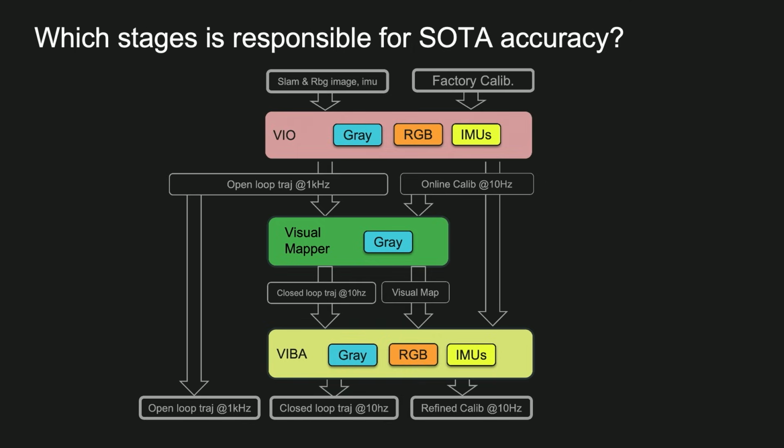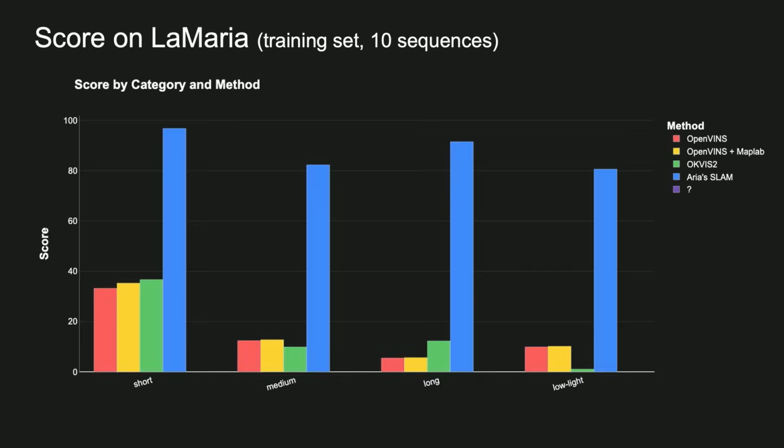So if you've been in the SLAM field for the last 20 years, there is nothing really surprising about this pipeline. There is nothing really new in terms of high-level flow. But then, why does this pipeline work way better on the LaMAria dataset compared to open source methods? That's what I want to dig into a bit more today.